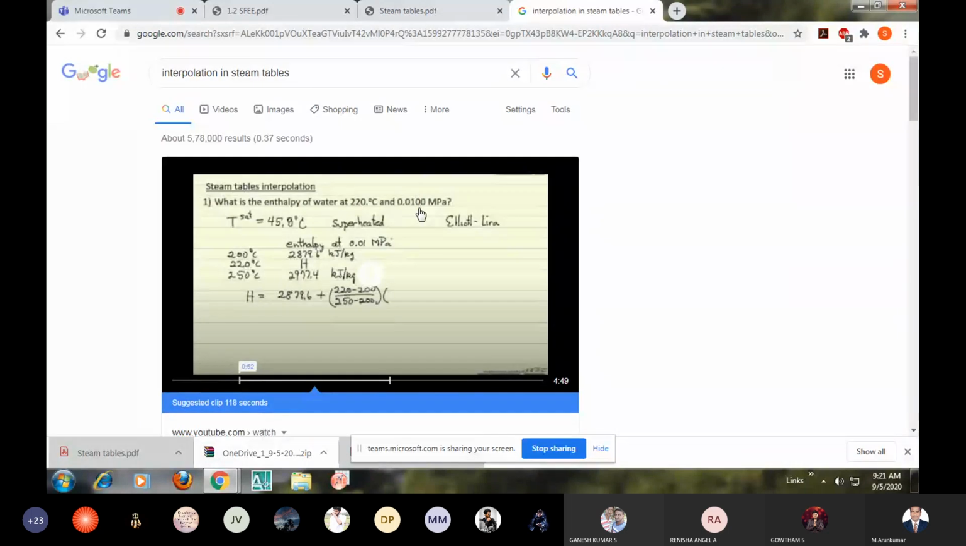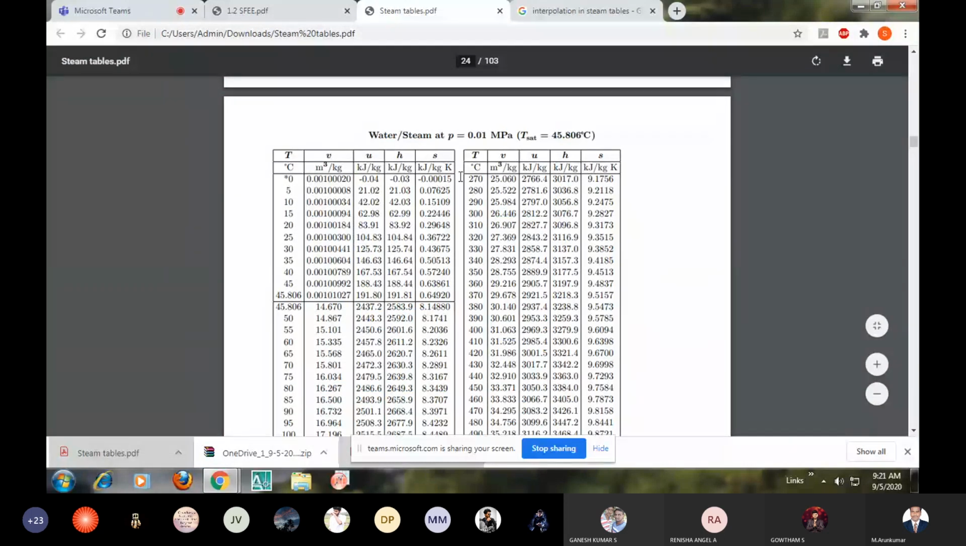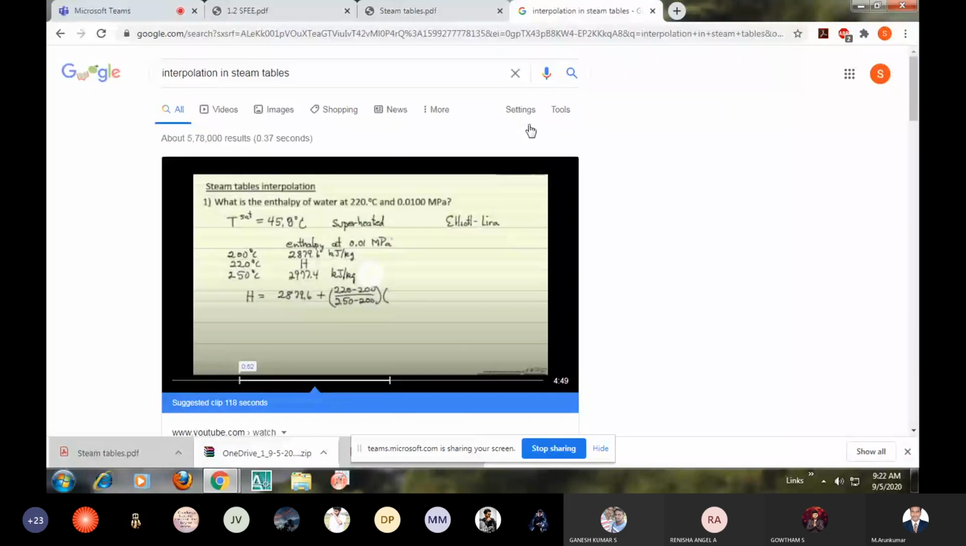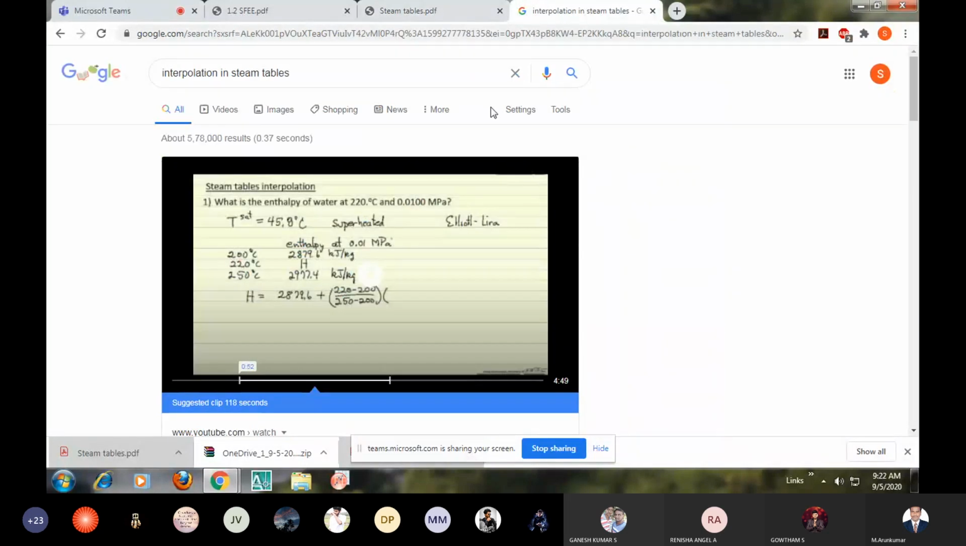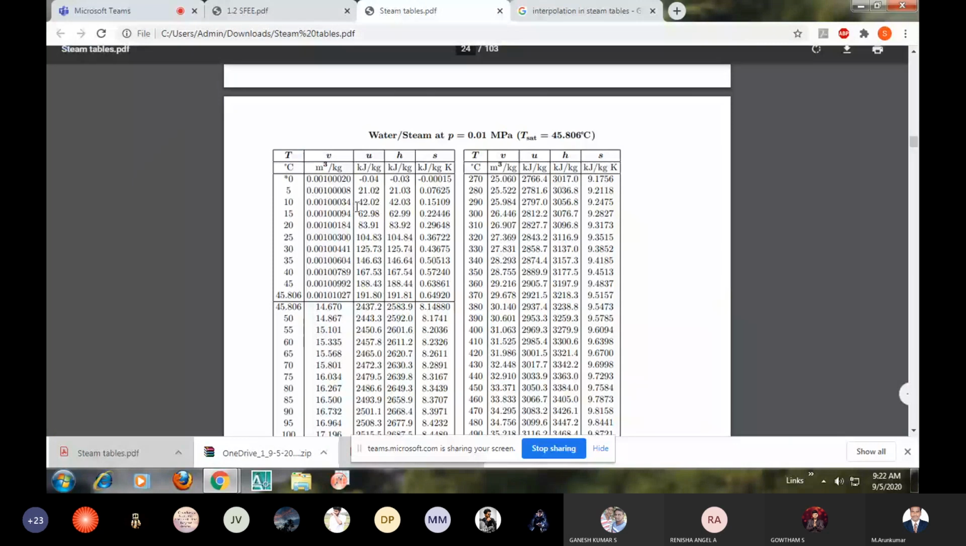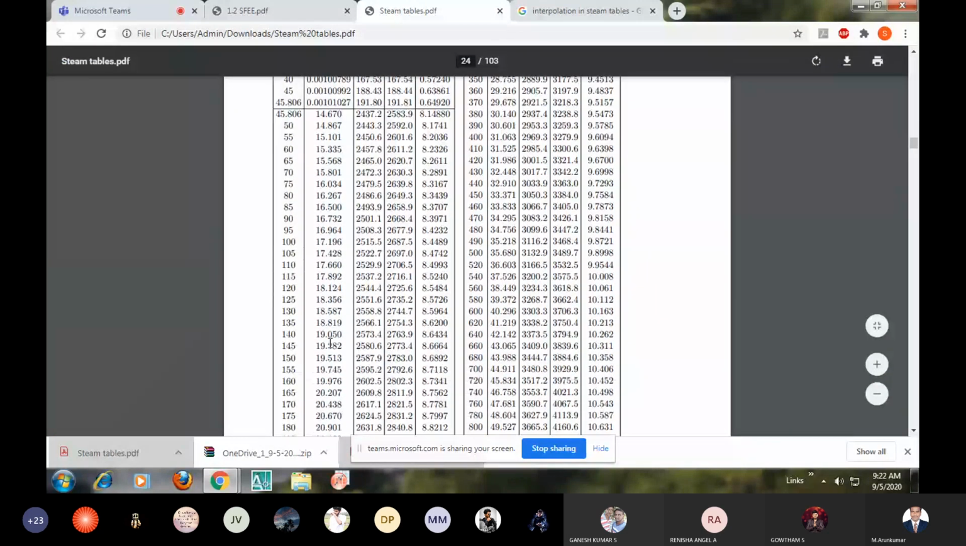Hundred megapascal, that is kilopascal. Here, yes, 0.101 megapascal. So we can have this saturating table. Then temperature is say 220, 220.